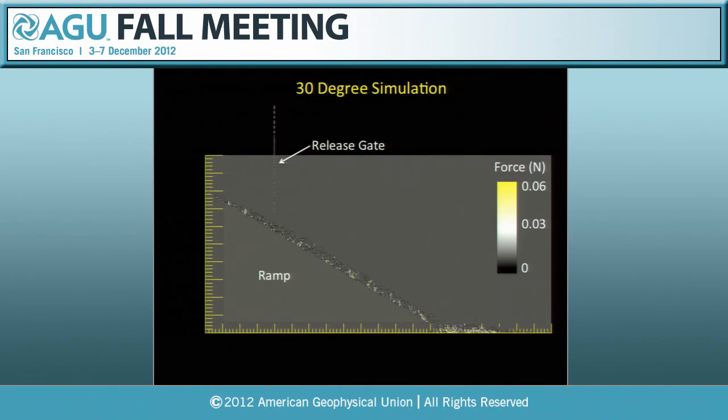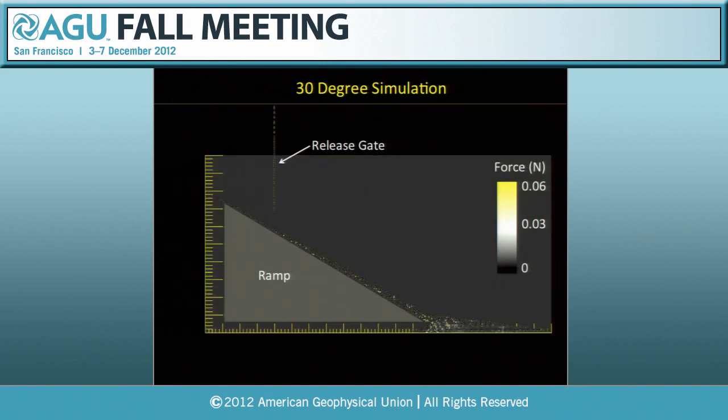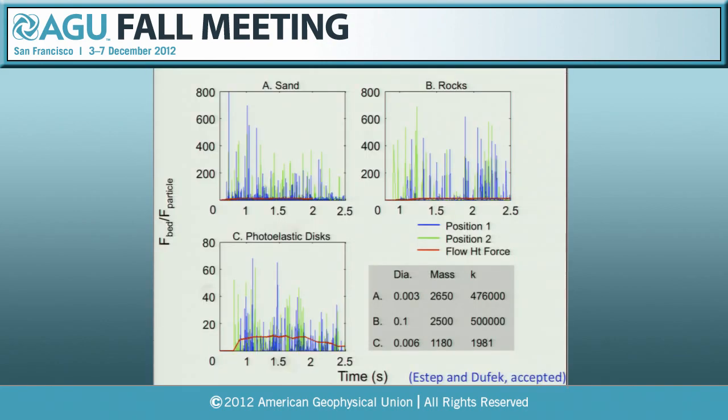And we're going to use the same principle as looking at just one spot on the ramp and recording the forces on the bed contacting particle to generate a time series. And that's what we see here. The bottom plot corresponds to the values consistent with what we used in the experiments for the soft plastic photoelastic disks, and you can see that the time series looks very similar in form. The red lines are the expected bed force due to the flow height. The difference in these y-axes is that they're normalized by the force of a single particle.